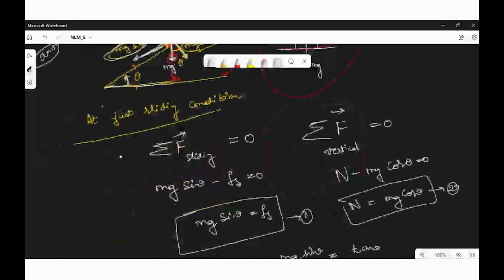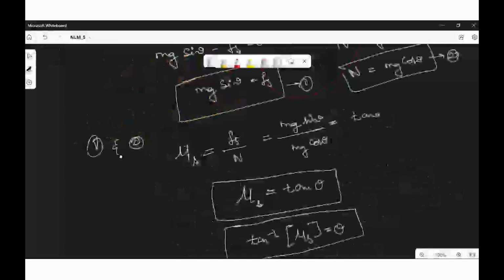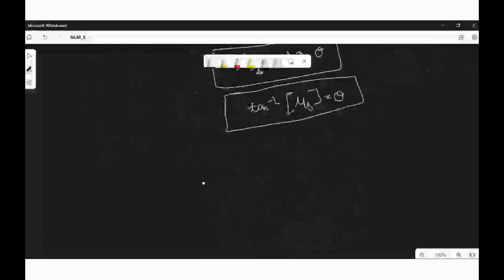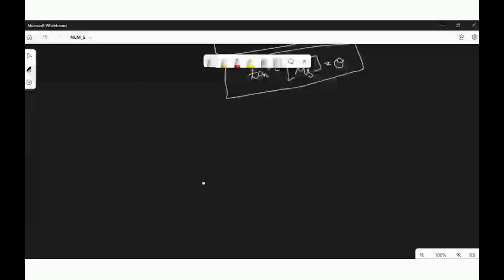Mu s is equal to tan theta. What is theta there? It is not some general angle. It is that angle where the body just starts to slide down. Okay. Tan inverse mu s equals theta, or tan theta equals mu s. Okay. Yes, ma'am.